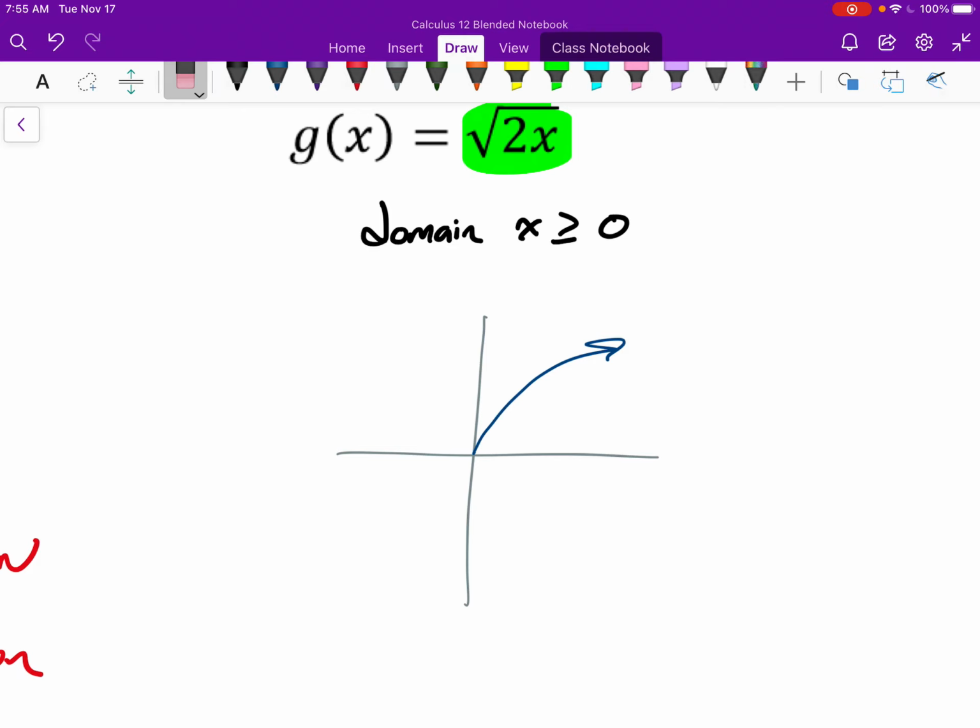And I could also go to my functions and replace x with negative x, and I see I won't get the same thing I started with. Either way, though, I know just from that this is neither. Neither even nor odd.